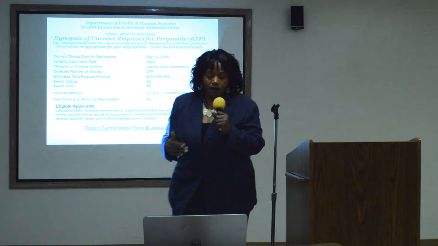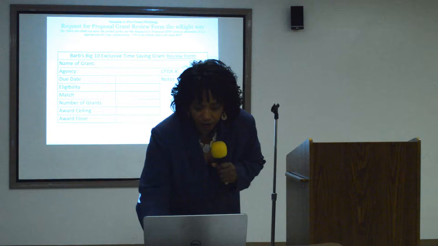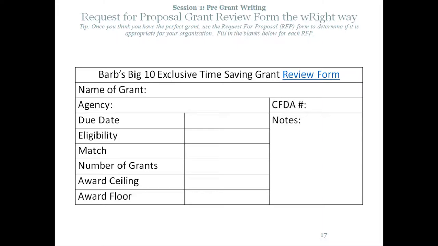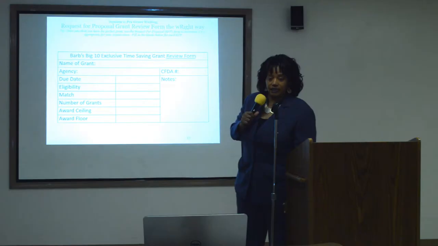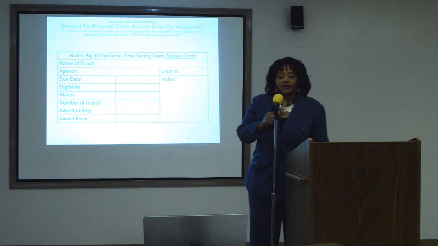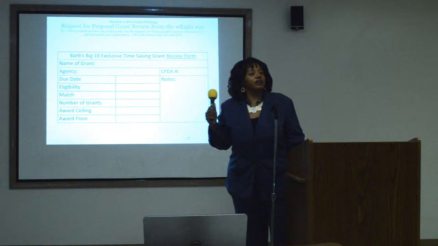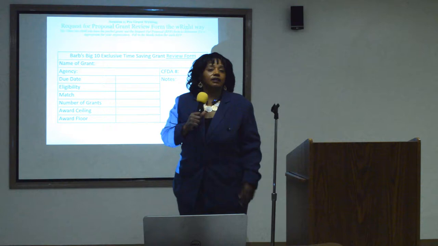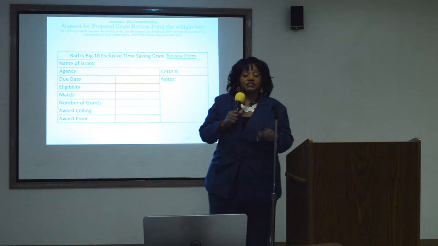Okay, so here is what the grants look like, and I think I showed you that the other day, so I'm not going to go through this again, but we're going to go to this form. You have that form in your packet of forms today. It's also in your workbook, but I figured you probably wouldn't want to write in it, so I made another copy. What you want to know for every grant is the name of the grant, the agency, the CFDA number, the due date, the eligibility, the match, the number of grants they're giving away, the award ceiling, and the award floor.